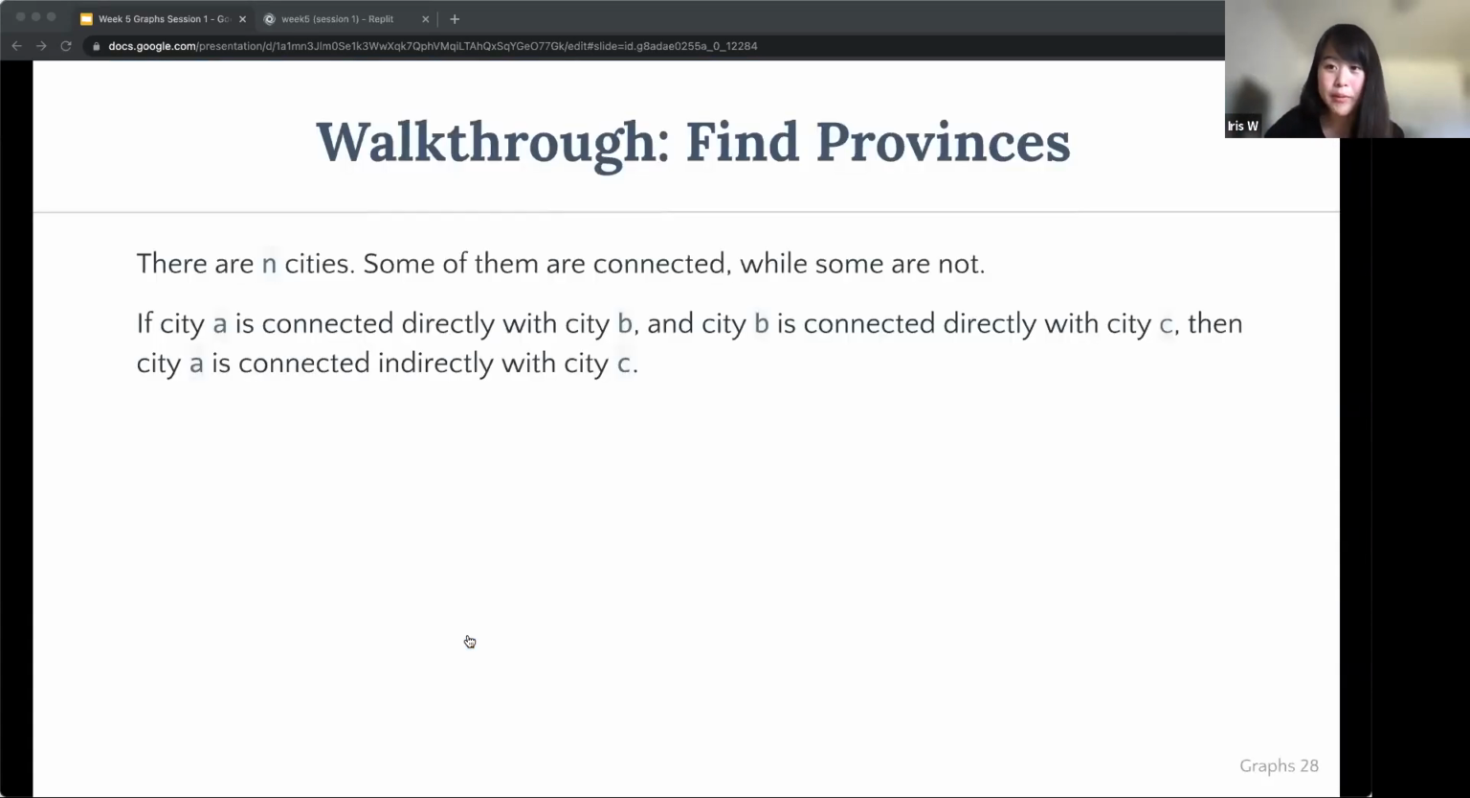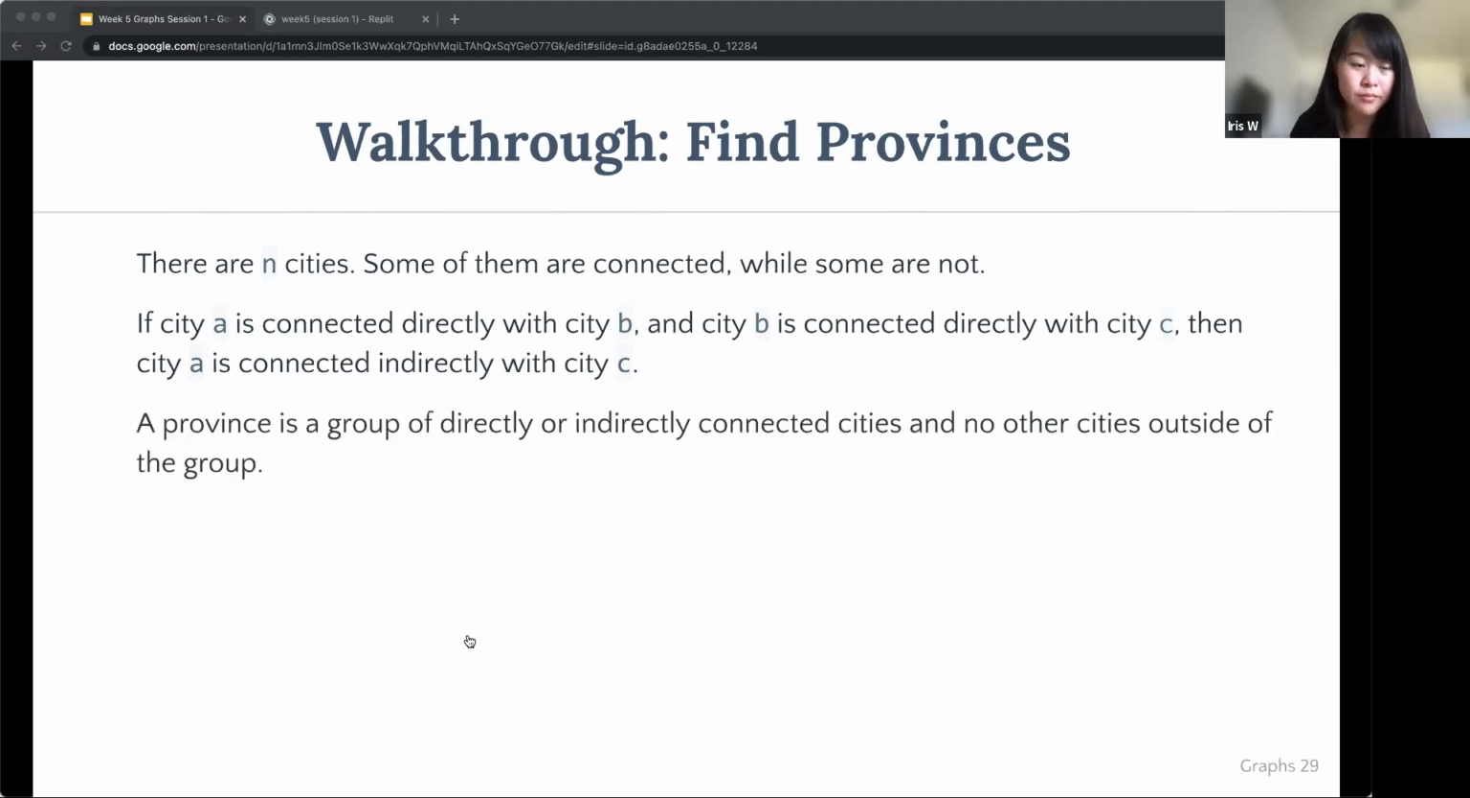All right, so the problem I'm going to review today is called the Find Provinces problem. It's a LeetCode problem, a medium level difficulty problem. The problem statement is that there are n cities and some of them are connected while others are not. So if city A is connected directly to city B and city B is connected to city C, then city A is considered indirectly connected to city C. And they define a province to be a group of directly or indirectly connected cities with no other cities outside of that group.